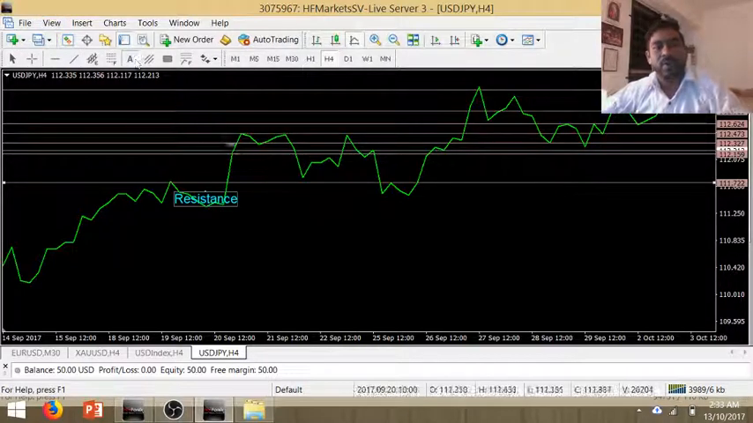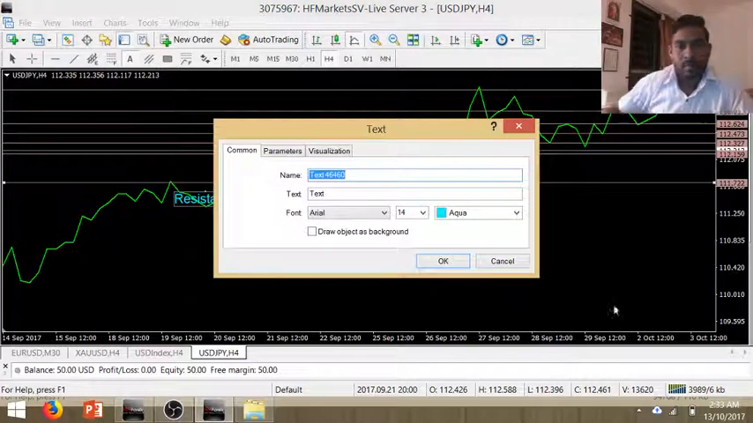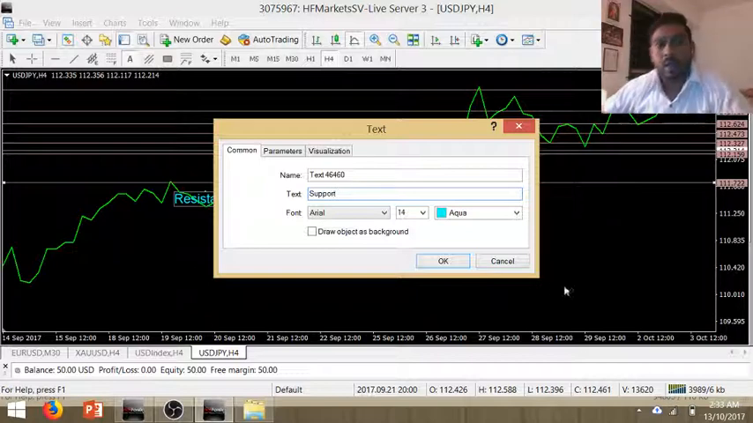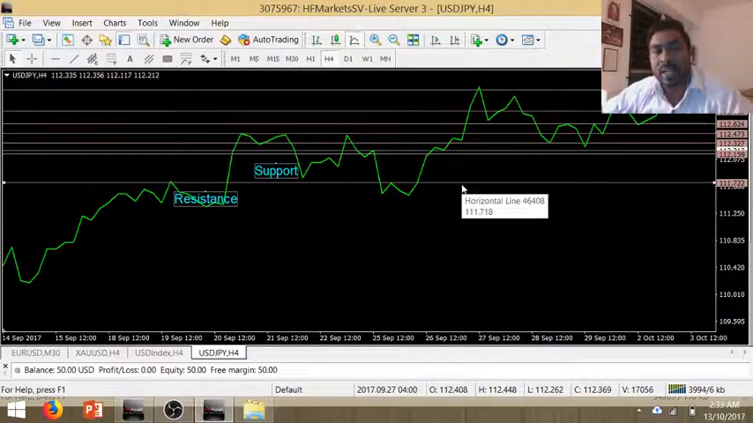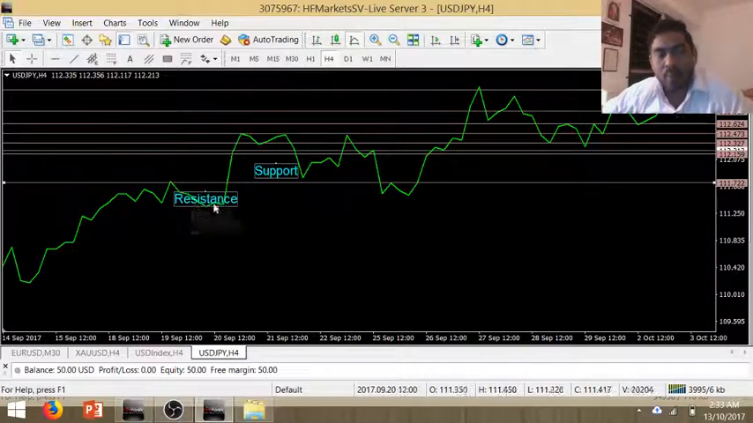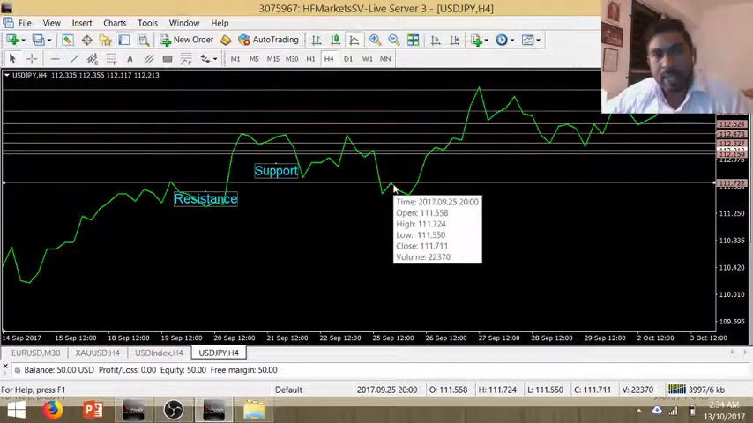Okay, let's put in here support. Okay, so this becomes support. So that is the idea of support and resistance. So each line that you draw here is actually a resistance and a support. Most likely once it breaks through the resistance, this line will become a support. The same way, if the price were to break the support, it is going to become a resistance. Okay, are we clear on this, guys?